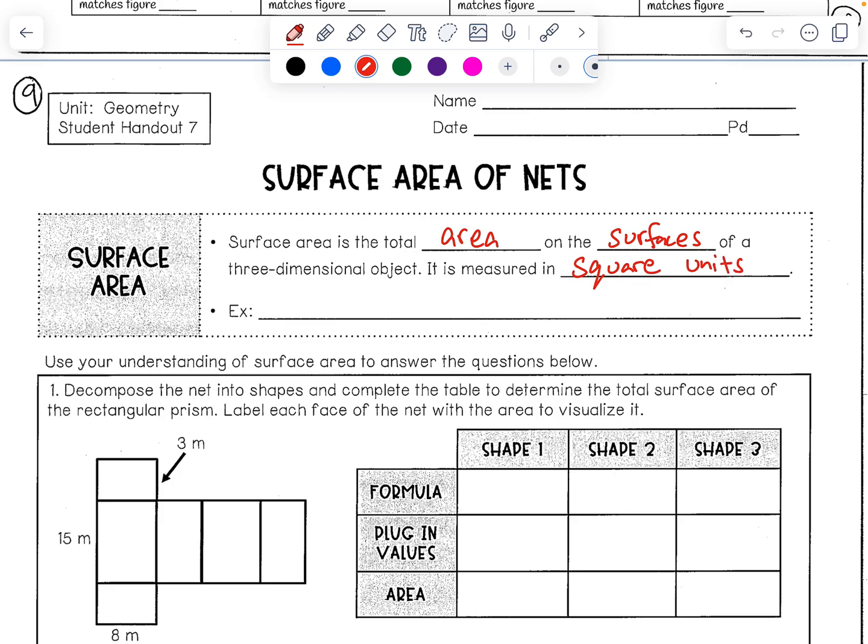So surface area is how many flat squares fit on the outside of a 3D shape. Examples of square units are inches square. Use the little 2 to indicate square. Feet square. We can have miles square. If we go metric, meter square, kilometers square, centimeter square. And if we have no units at all, we would just say units squared, which would just be the letter U.